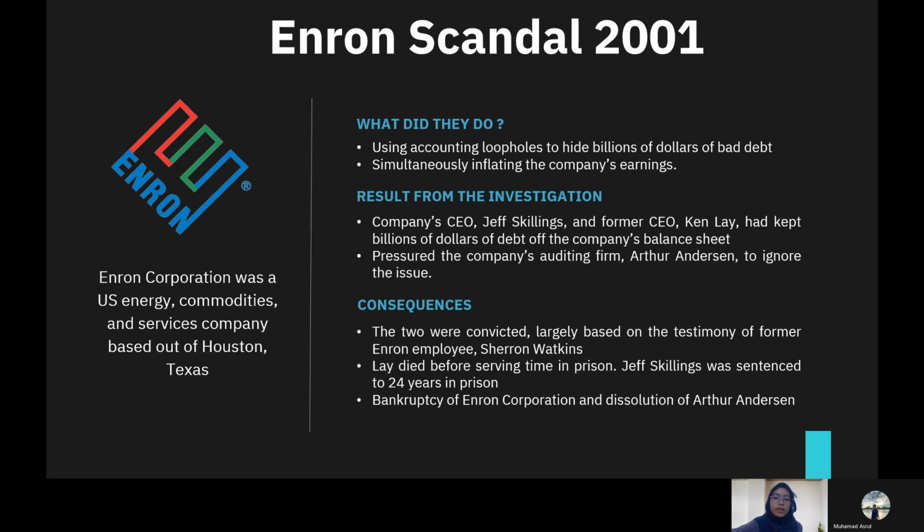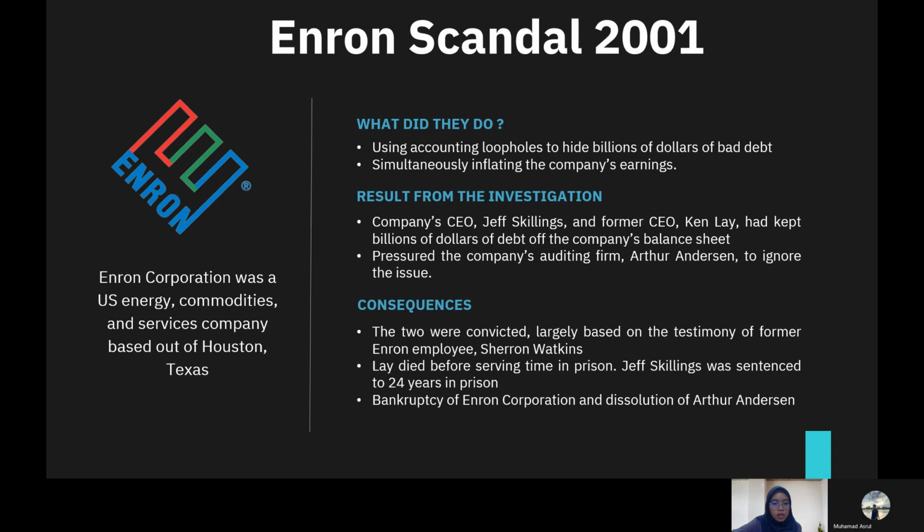as Enron share price collapse daripada $90 ke $1 within a year. And an investigation has occurred and it reveals that the company's CEO, Jeff Skilling, and the former CEO, Ken Lay, had kept the billion of dollars of debts off the company's balance sheet. And then they also pressured the company's auditing firm, Arthur Andersen, to ignore the issue.